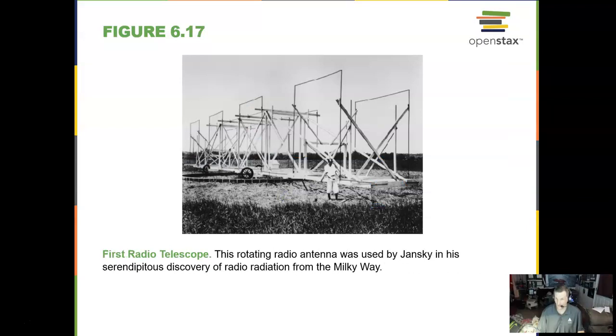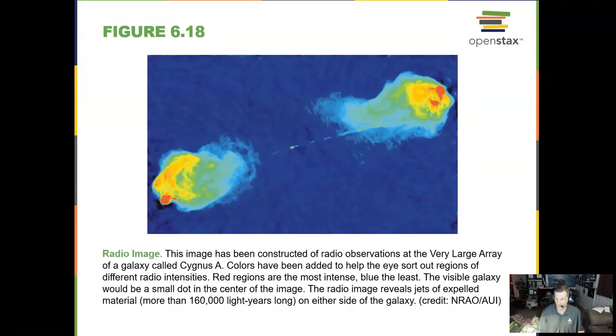Here's the first radio telescope, very basic. This telescope was used by Jansky in his discovery of radio radiation from the Milky Way. And this is what a radio image looks like. There is a galaxy right here in the middle that doesn't give off very much radio information. But coming off two lobes far out into space, we see jets coming from this image.